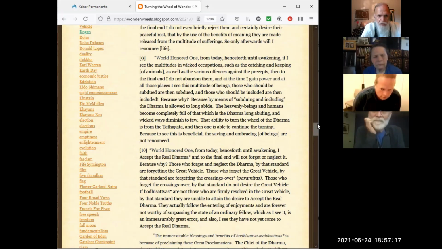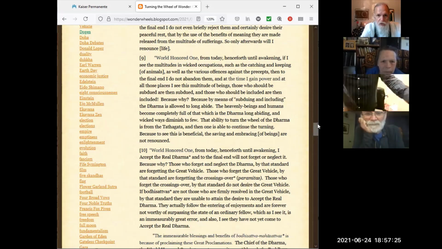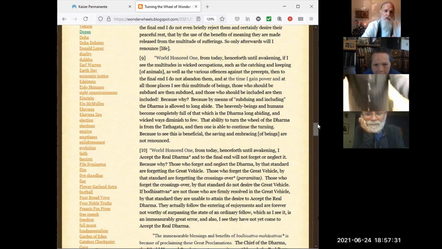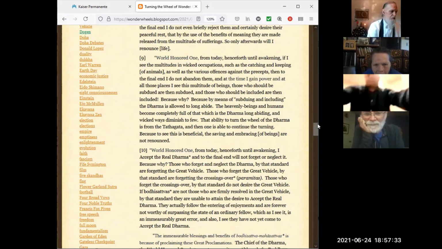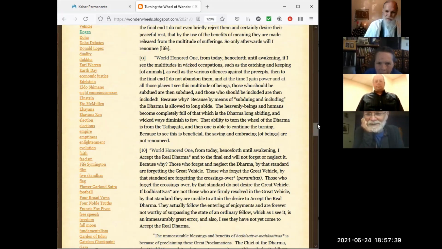That last sentence might need a little punctuation help, but that's the gist of it. So it starts off with wicked occupations, which is interesting, such as the catching and keeping. And I've inserted "of animals" there too. That's what they're talking about. What's interesting, the Waymans talk about pigs.